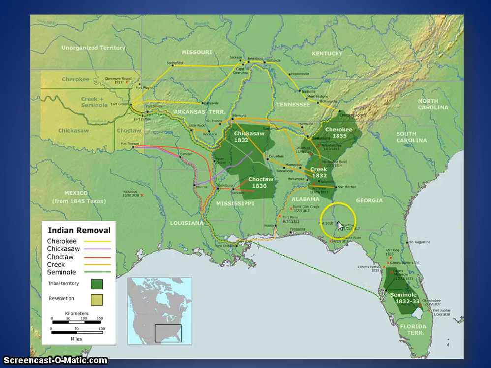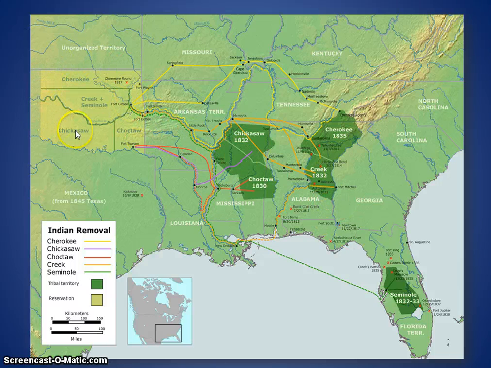Okay, here's a map that shows where the Cherokee, the Chickasaw, Choctaw, Creek, these are all Indian tribes. Here's the Seminole. If you look at the key here, you can see the paths that these Indian tribes were forced to take. Tribal areas are in dark, and this is the reservation, which was over in this area. And you can see the paths that the Indians were forced to walk.